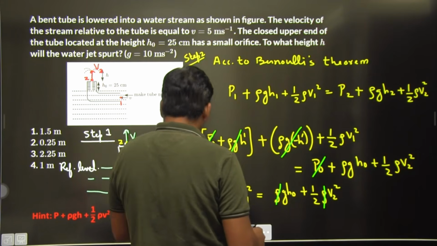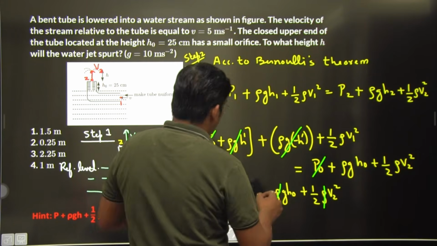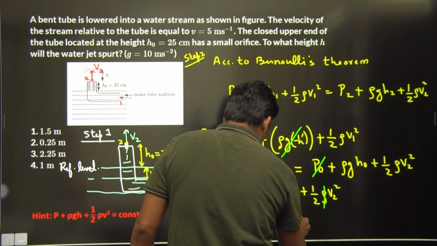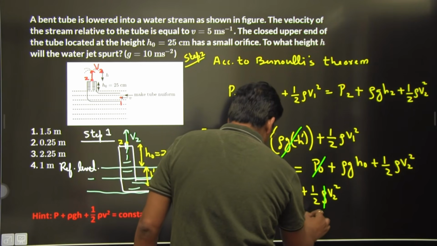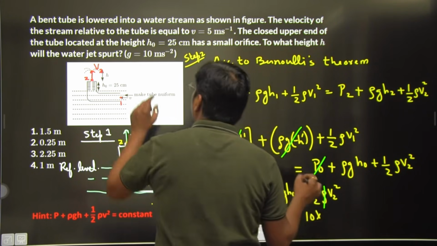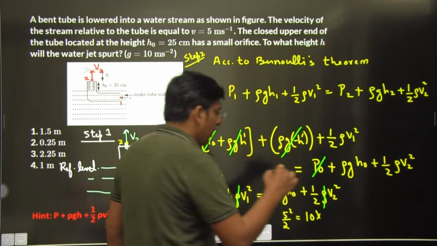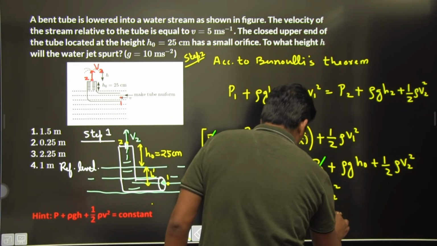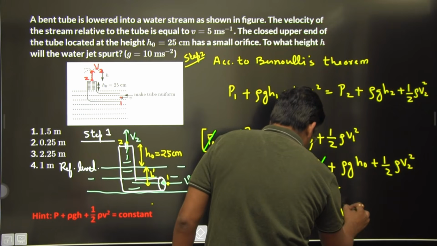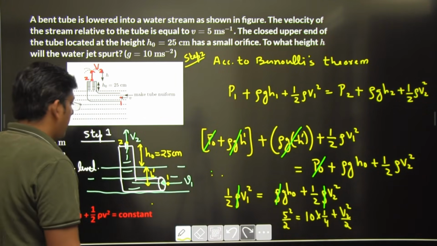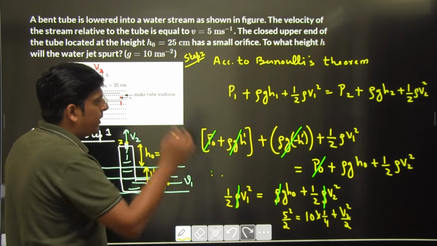What is v1? As per the question, v1 is 5. Let us substitute the values. v1 square by 2 is 5 square by 2, taking g as 10. Height h naught is 25 centimeter, which has to be converted into SI unit, meter, so that is 1 by 4 meter, plus v2 square by 2. Kindly note this down, I'm going to erase step 2 now.